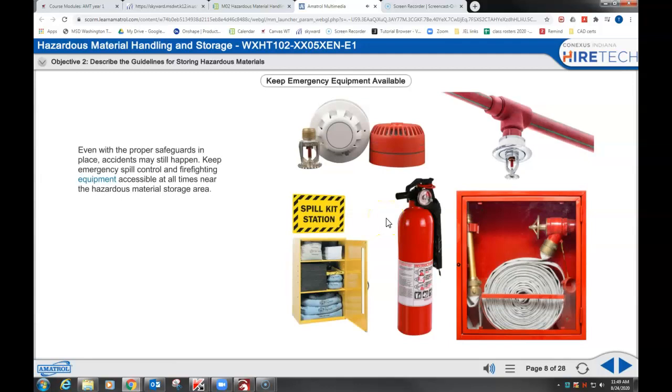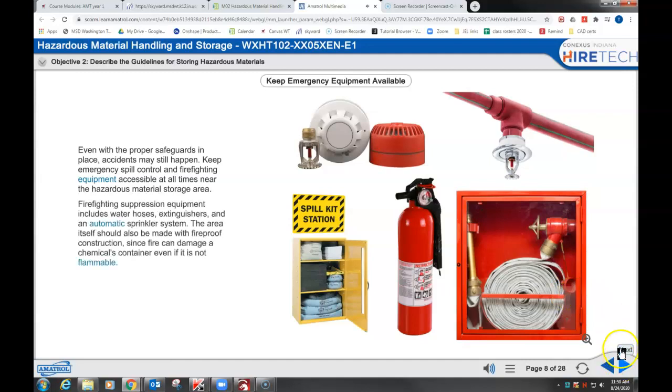Even with the proper safeguards in place, accidents may still happen. Keep emergency spill control and firefighting equipment accessible at all times near the hazardous material storage area. Firefighting suppression equipment includes water hoses, extinguishers, and an automatic sprinkler system. The area itself should also be made with fireproof construction, since fire can damage a chemical's container even if it's not flammable.